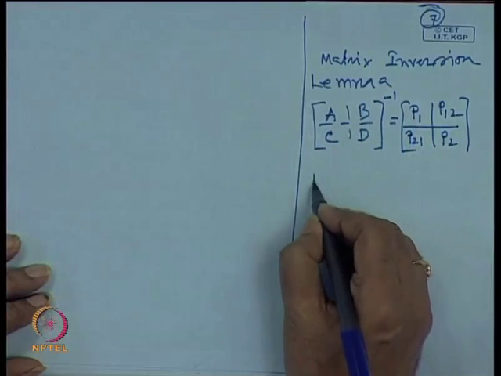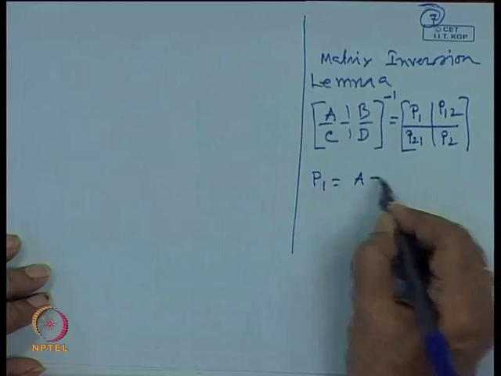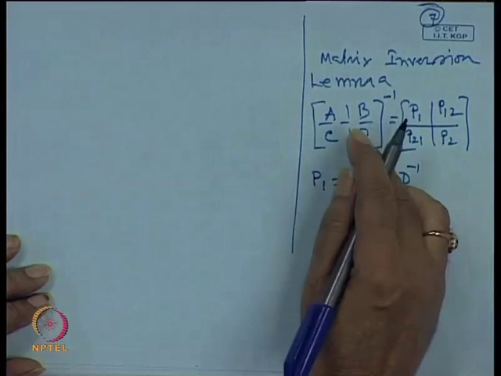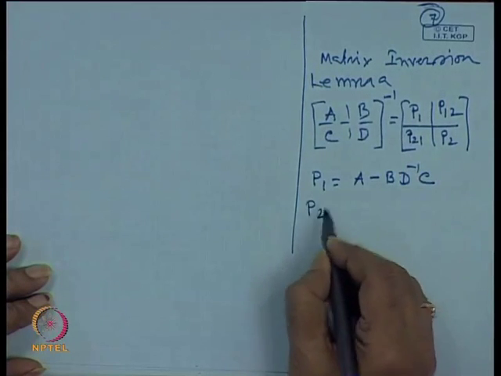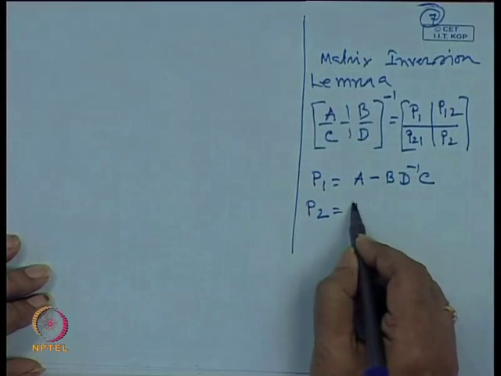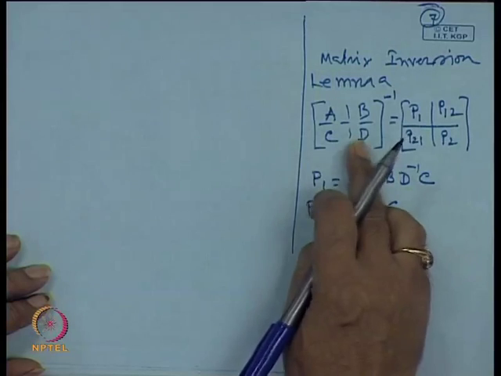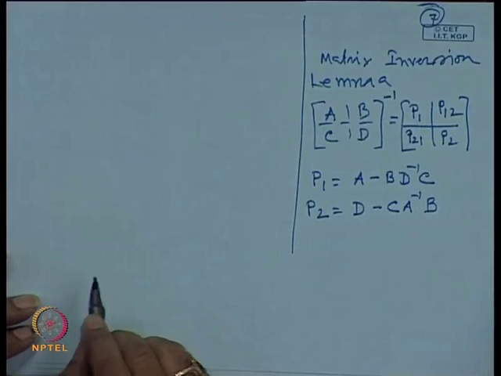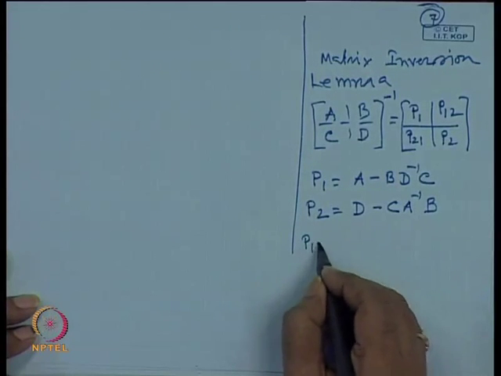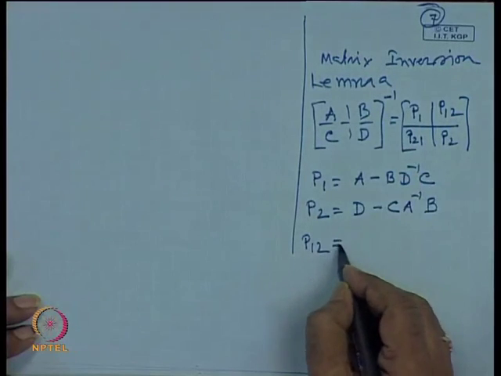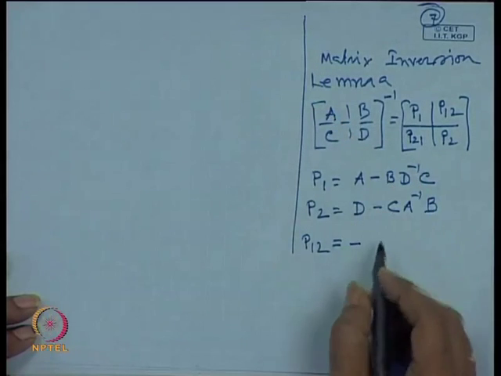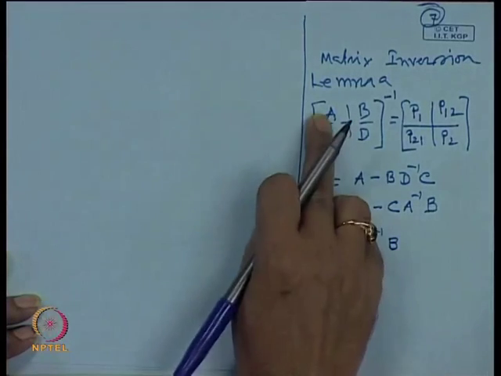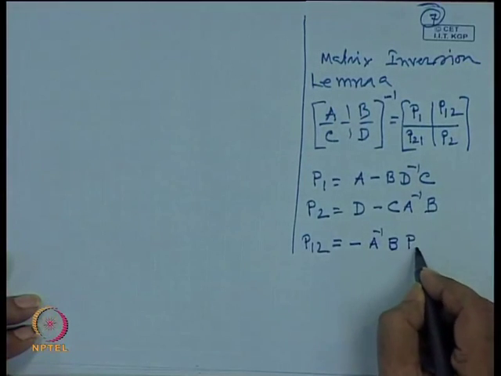Then I can write P 1 is equal to A minus B D inverse C, P 2 is this corresponding D minus C A inverse B. Agree? Then P 1 2 is equal to minus A inverse B, then P 2.